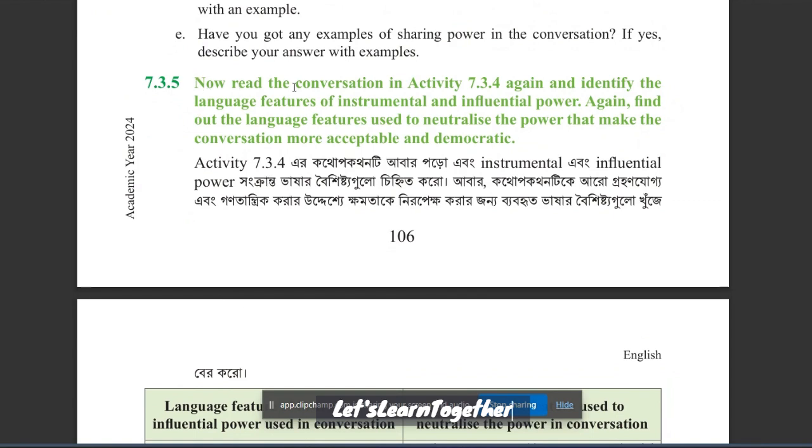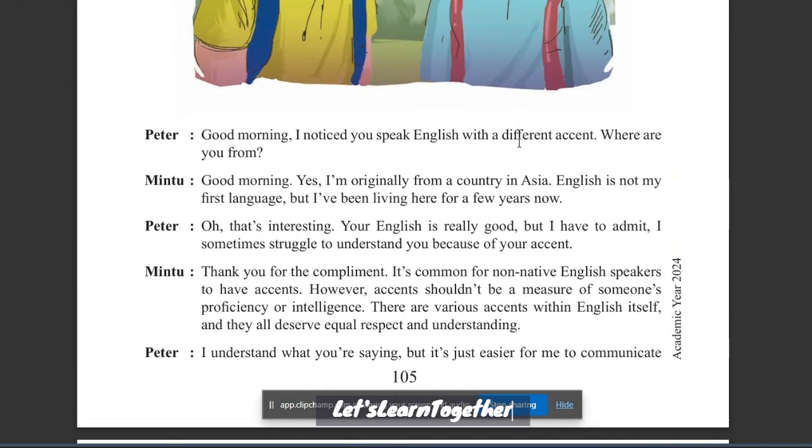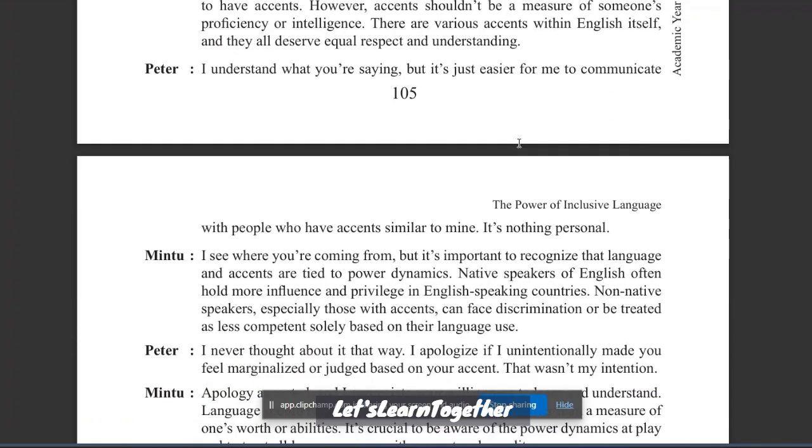Now read the conversation in activity 7.3.4 again and identify the language features of instrumental and influential power. Again, find out the language features used to neutralize the power that make the conversation more acceptable and democratic. That means they told you to read the conversation that's in 7.3.4, the conversation that happened between Peter and Mintu, right?